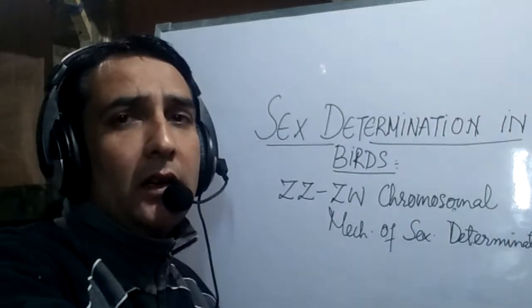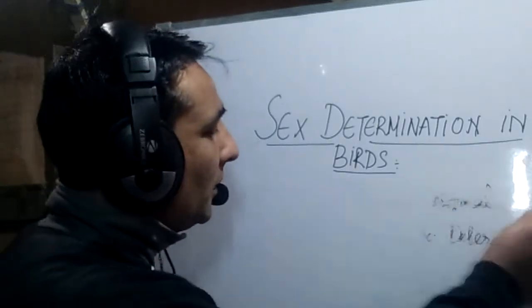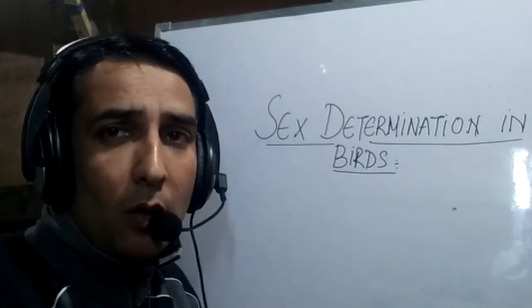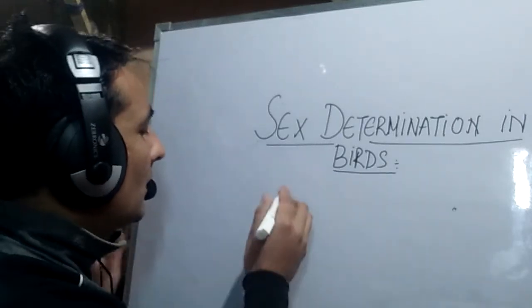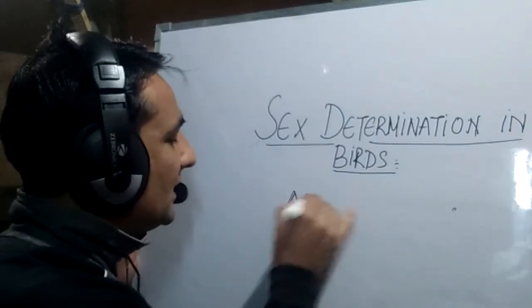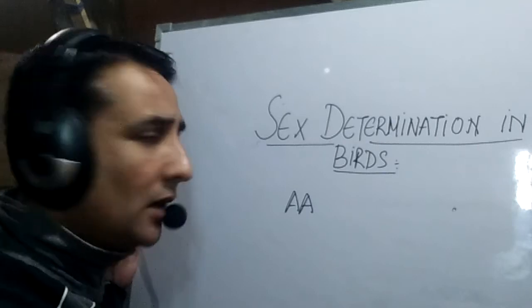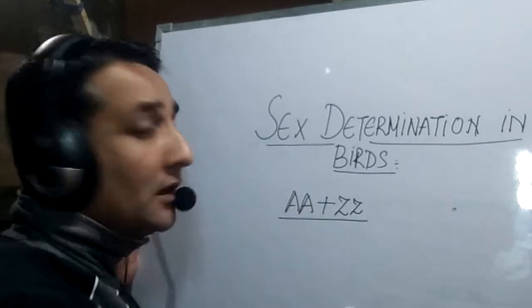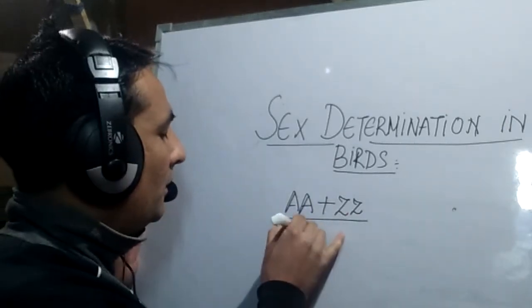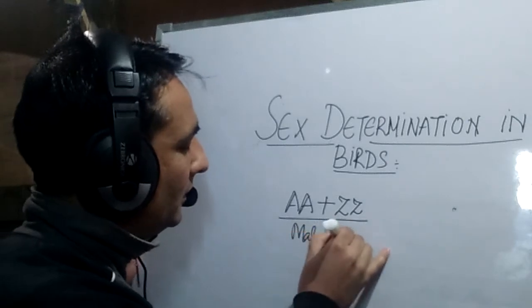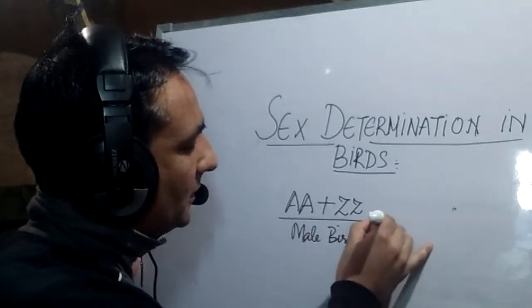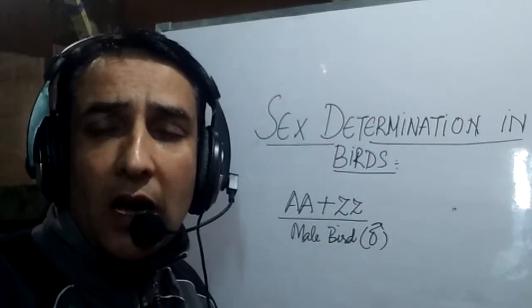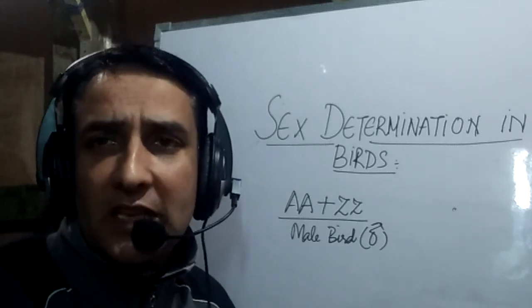Now, in birds, the male birds have a chromosomal formula of AA, which represents the homologous sets of the autosomes, plus ZZ. This is the chromosomal formula of the male bird. Male is represented in genetics by this sign. So A stands for autosomes, whereas ZZ stands for the homomorphic pair of the sex chromosomes.